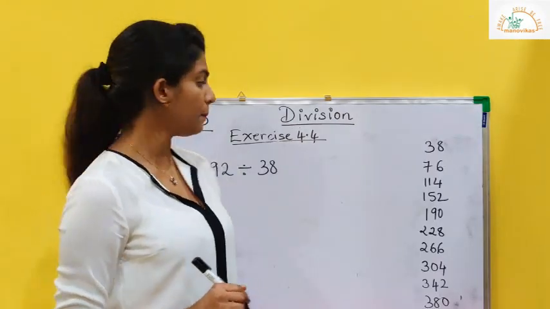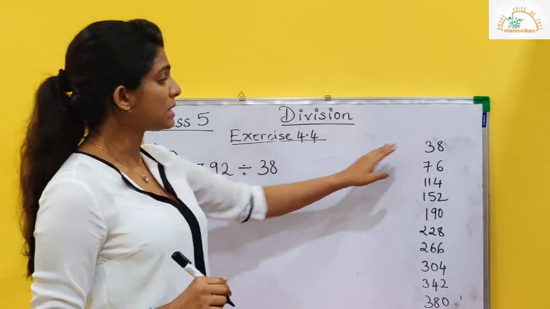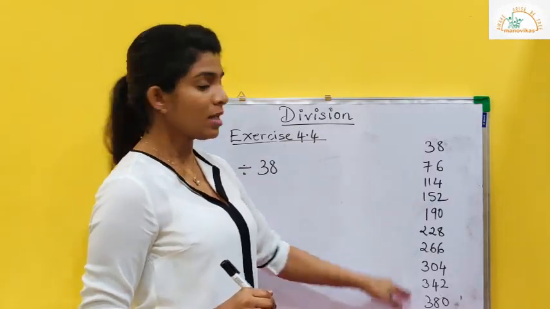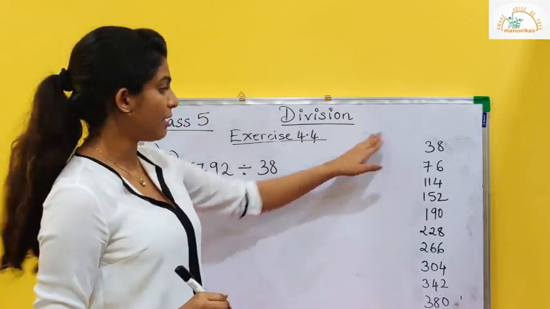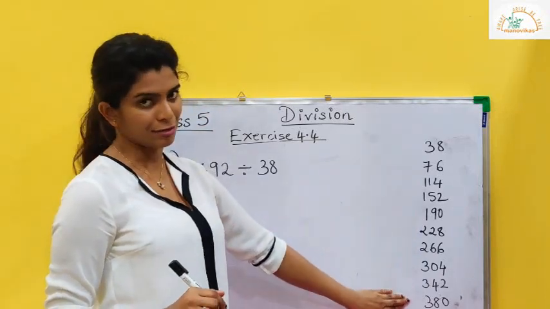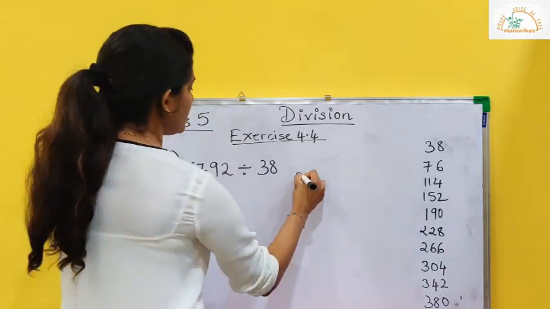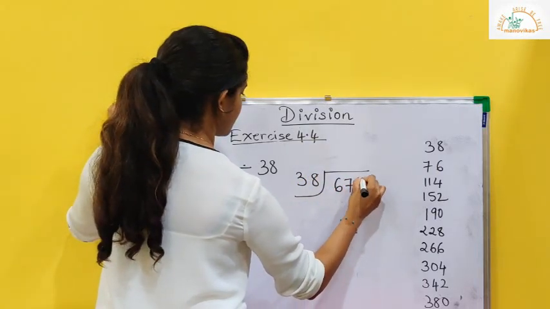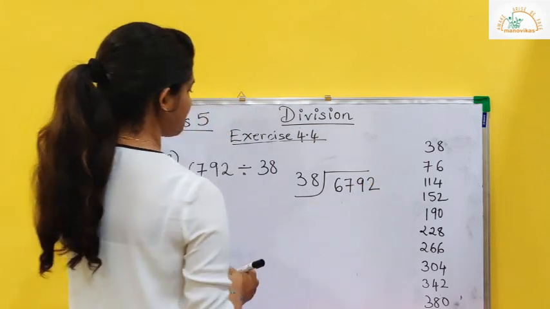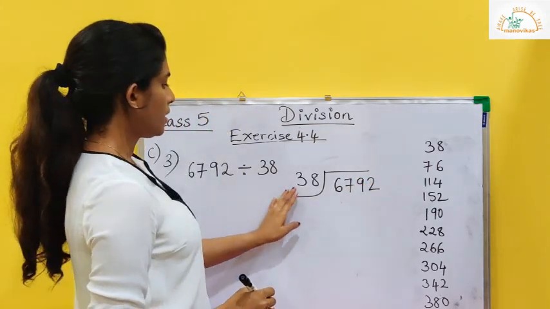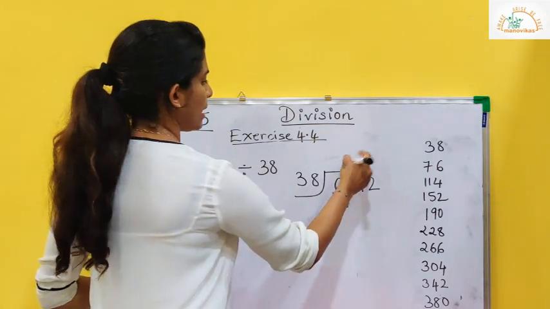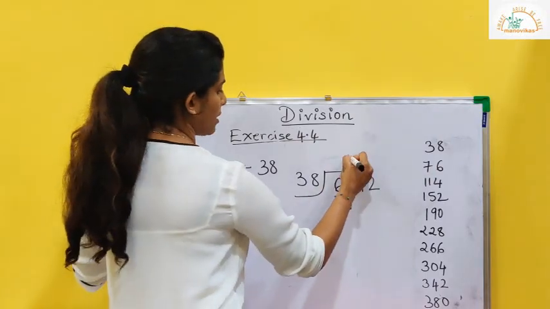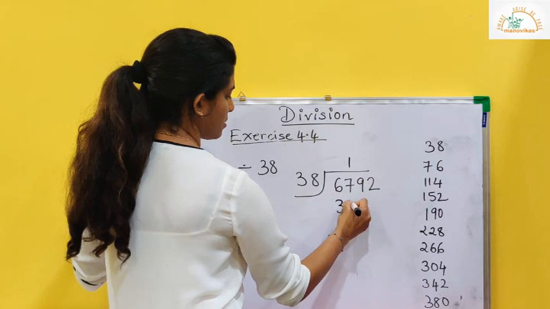Let's solve the third sum. Now children, it becomes easier if you write the table in the rough column. Now here it is 38. So I have written the 38 times table in the rough column. Now let's solve it. 38 ones are 38. 38 twos are 76. So I will write 38 ones are 38.